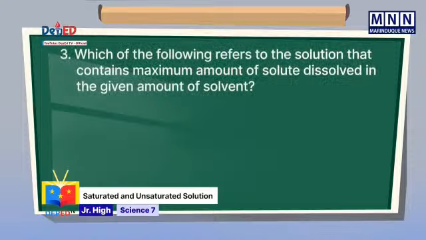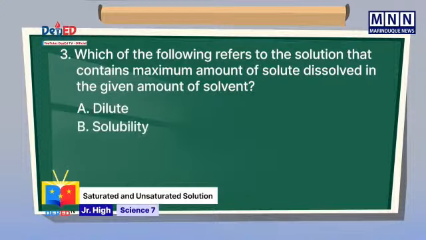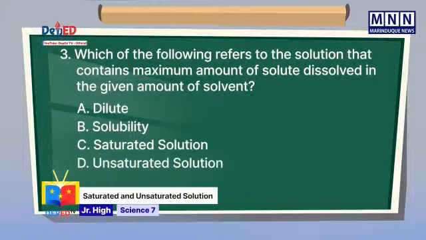Number 3. Which of the following refers to the solution that contains maximum amount of solute dissolved in the given amount of solvent? A. Dilute. B. Solubility. C. Saturated solution. D. Unsaturated solution. The solution that contains maximum amount of solute dissolved in the given amount of solvent is saturated solution. If your answer is letter C, you got it right!